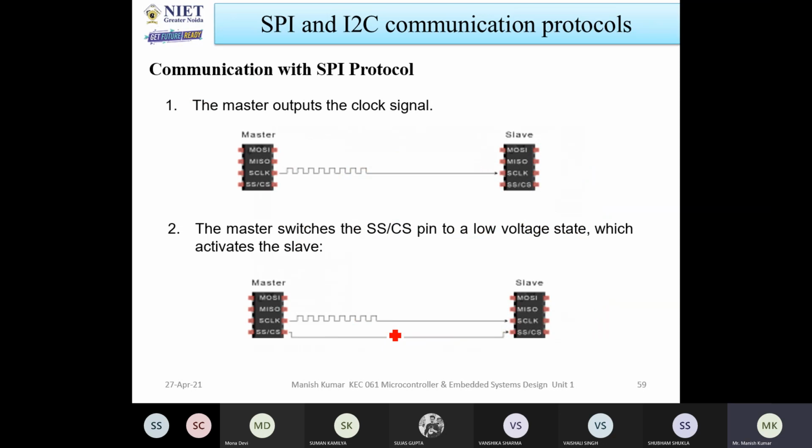Now you can see how communication happens. The first thing is, I have considered only one slave. If you want to use more than one slave, you can, no problem in that. In the first case, the master outputs the clock signals. The master will generate the clock signals, and they will go to the slave devices.